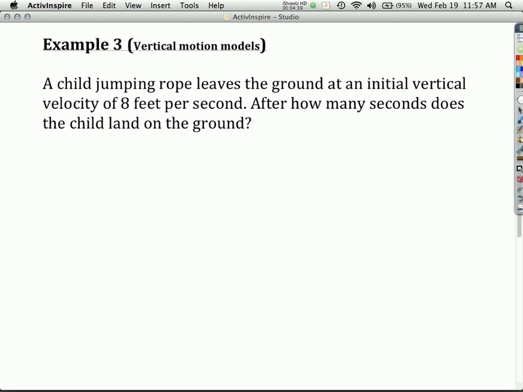Now, just to make sure we're understanding the question: if I jump rope, and hopefully at some point in your life you jumped rope, you are starting on the ground, you jump up over the rope, and then you land on the ground. So the question is that if the child's initial vertical velocity is 8 feet per second, how many seconds will it take for the child to go back up into the air and then back to the ground?